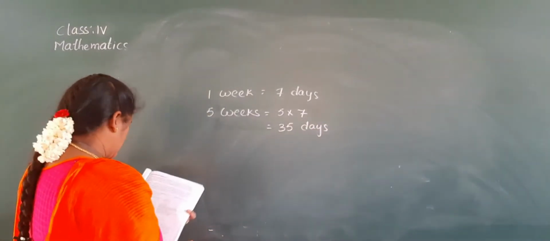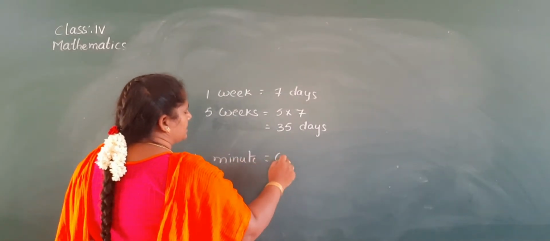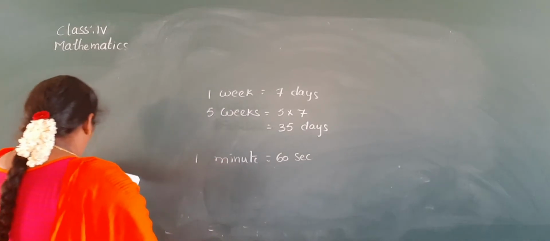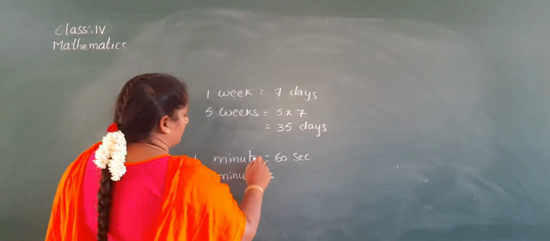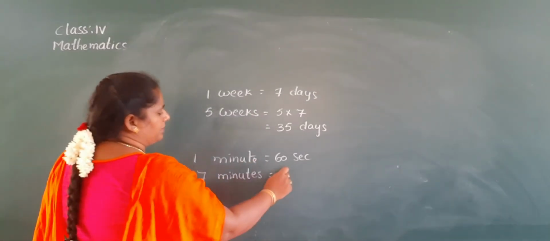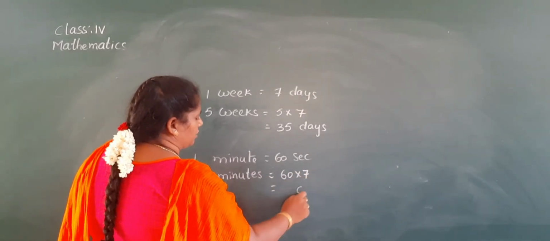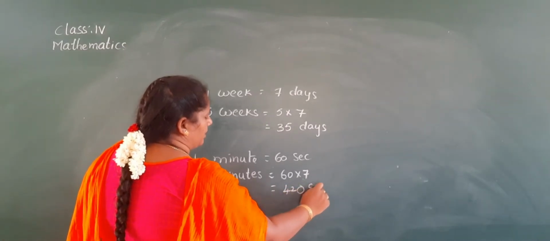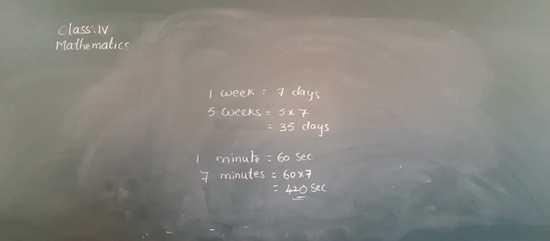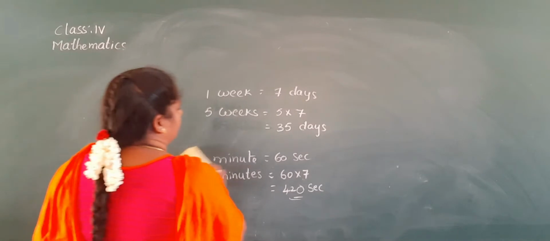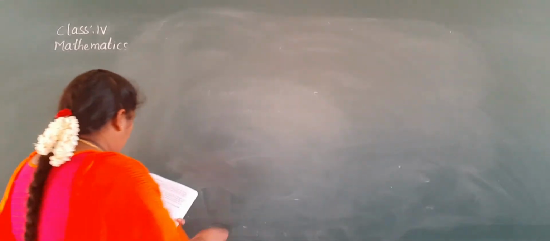Next, 1 minute equals 60 seconds. Now how many seconds are there in 7 minutes? Here also, 1 minute is given and we have to find 7 minutes. So we do multiplication. Given one item and we have to find 7 items. 7 sixes are 42, so 420 seconds. Okay? And estimation of the product. We completed the example sums. Estimation of the product.